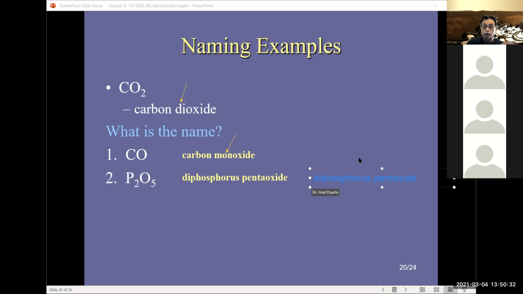Now, we're starting with formulas and getting to names, but like we did previously for the ionic compounds, keep in mind, you might be given the name, you got to work back to the formula. So it's a two-way street here. All right, next one. Same scenario, break it down, systematic approach.